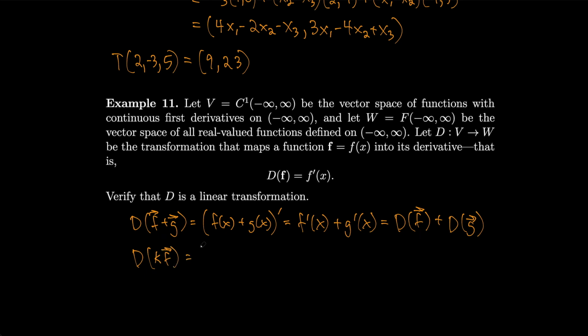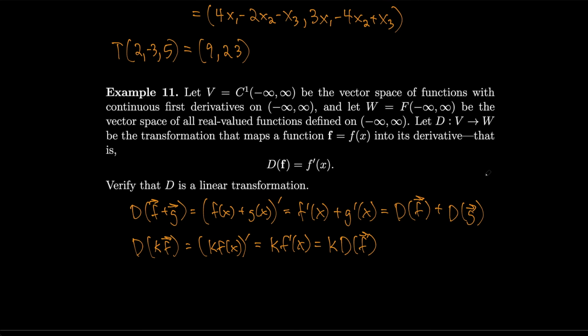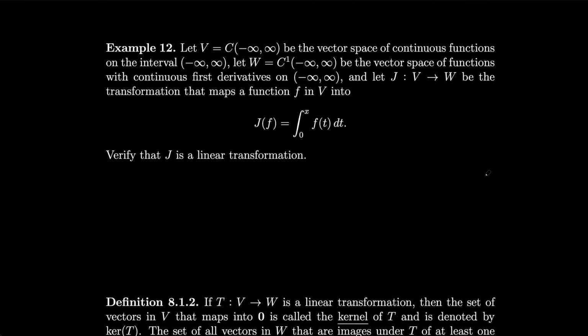D of kf now. That's just the derivative of k f of x, so that's just k times f prime of x. Remember, we can pull constants out of derivatives. So that's just k times D of f. Wonderful. So derivatives are linear transformations.